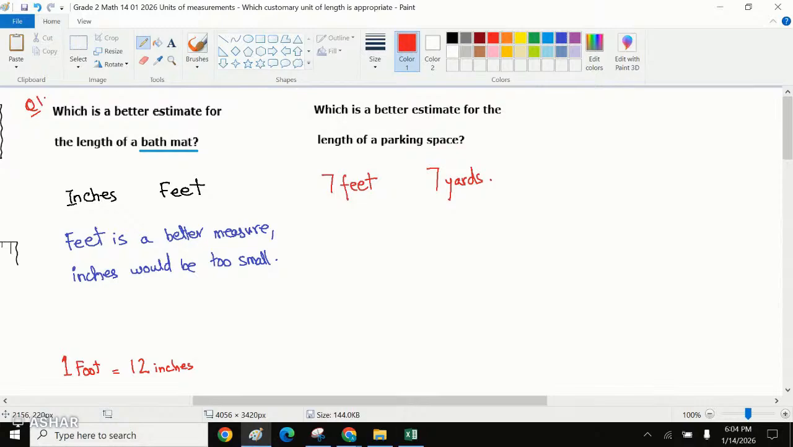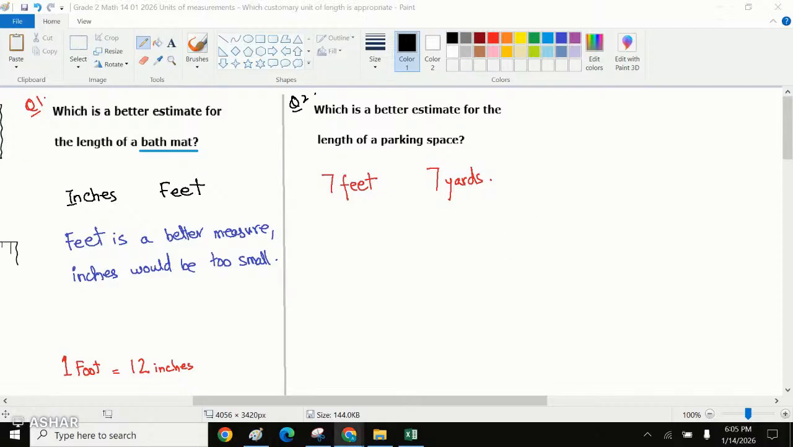So which should be greater? Which unit should be used for the parking lot? Can the size of a car be 7 feet? The size of a car is not usually 7 feet, right? The cars are bigger than 7 feet. So for a length that is more than 7 feet, we cannot put it in 7 feet, right? We would need 7 yards. Do we agree on that?